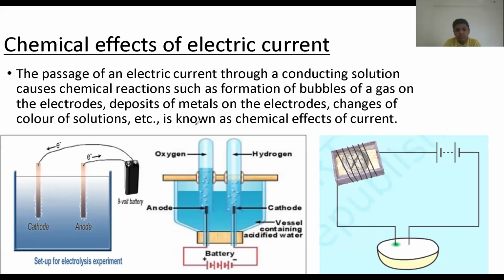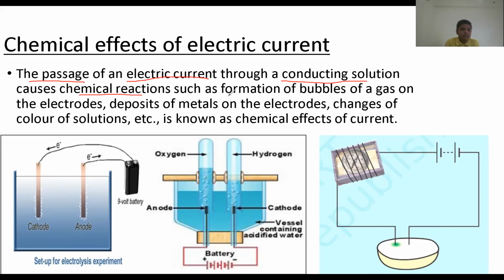When we say that a chemical change is taking place or has occurred, on what basis can we say that? So here it is mentioned, the definition of the chemical effects of electric current. The passage of electric current through a conducting solution causes chemical reactions. For example, just now we had discussed various good conductors through which electric current can pass. When the current passes through those good conductors, various chemical reactions can take place.